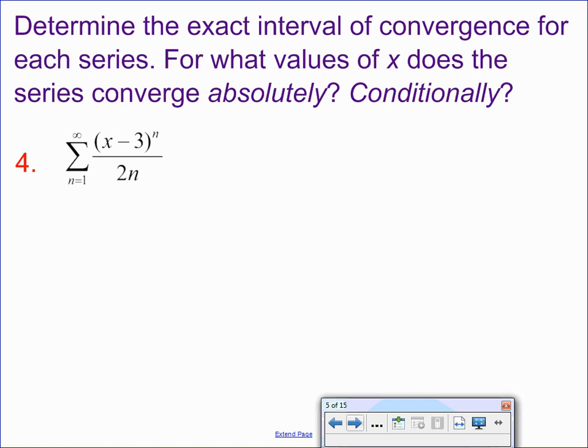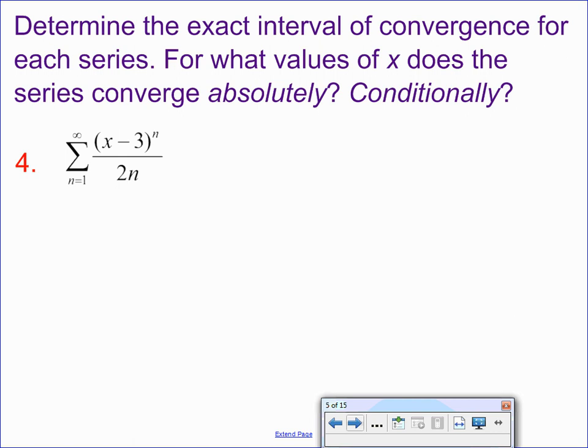I like this problem because it puts everything together. It includes a power series, right, with x an independent variable. It includes absolute convergence and conditional convergence. And so we've got a lot of things going on here. All right, so what's our tool? Which test is our tool for determining an interval of convergence for a general power series? What's our test? Marissa? Yes, the ratio test.